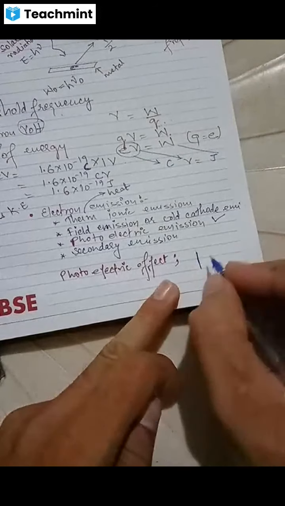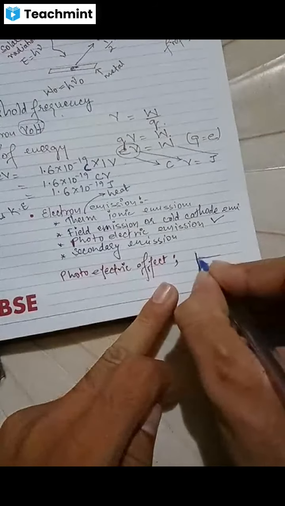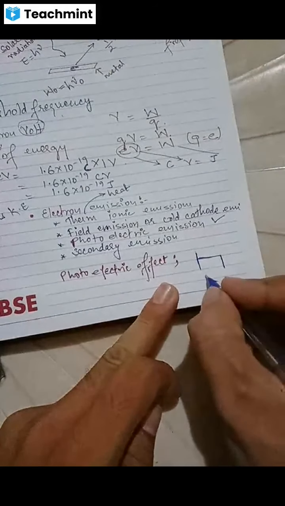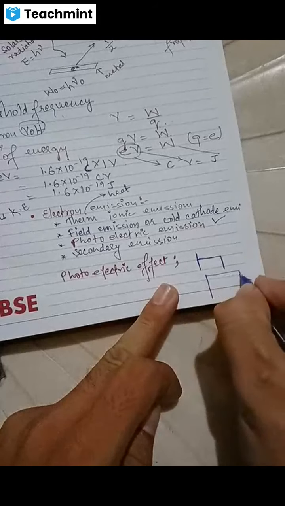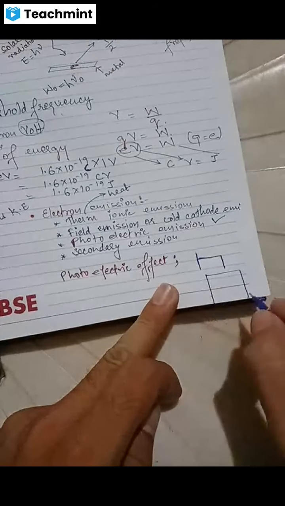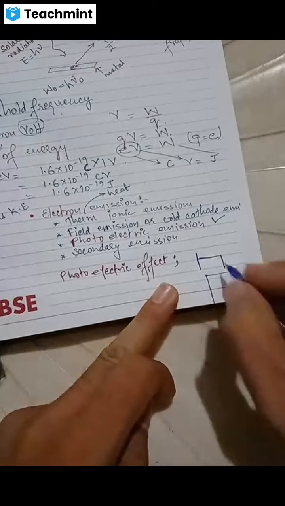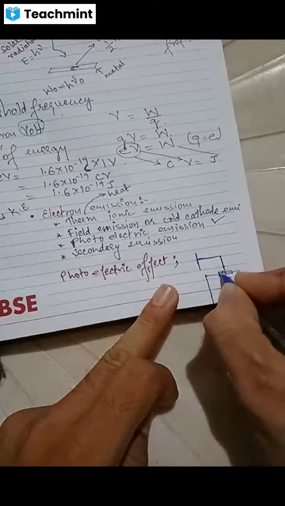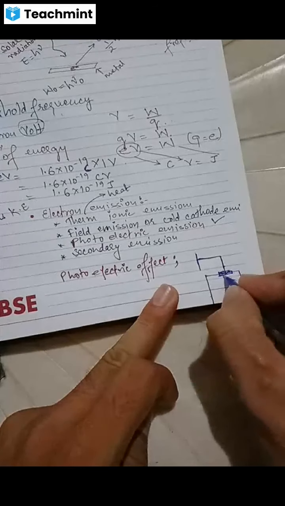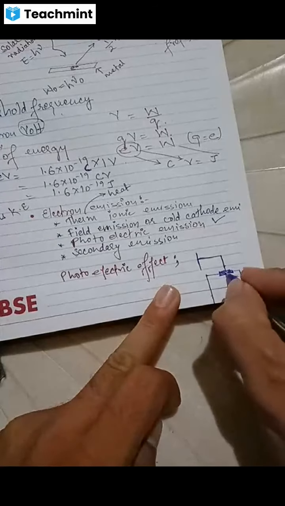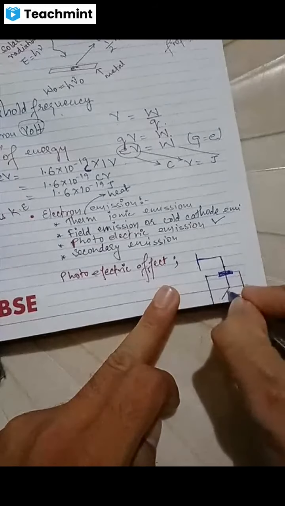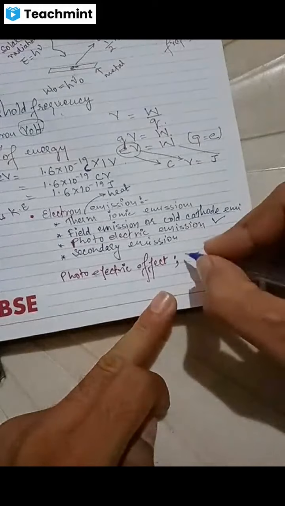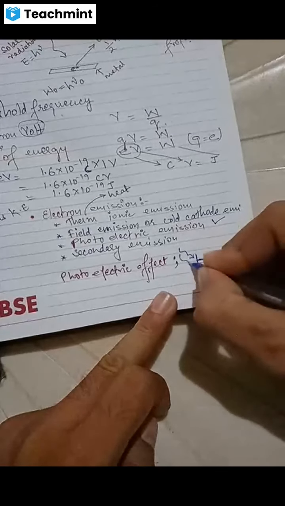This is some metal surface, and this metal surface, with the help of some wire, may be connected here like this. And this is an electroscope. I hope you already know what an electroscope is. The gold leaf electroscope is a device in which there is a leaf. These are the leaves. So what is happening when ultraviolet light strikes on this metal?